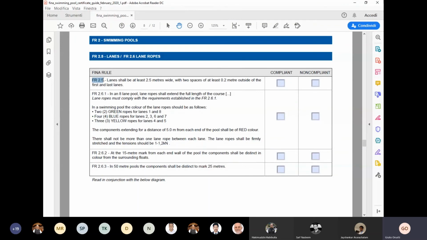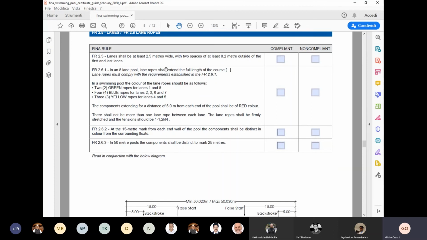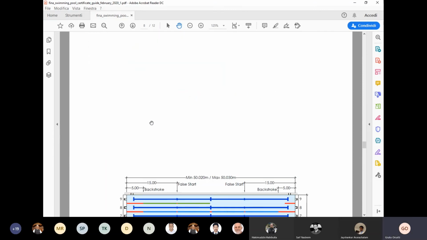As you can see here, through the whole document, the FINA rules, as in the facility rule document, have been copied here. So everything that you have been shown until now and is present in the facility rules, it's also reported here. So the lane shall be at least 2.5 meters wide, with 2 spaces at least 0.2 meter outside, and so on. Needs to be checked and marked as compliant or not. 8 lane pool with the color of the lane lines and all the other information needs to be checked.